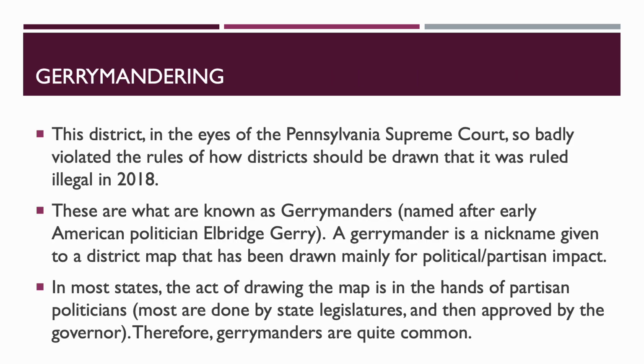This process we just watched is called gerrymandering, and that map, in the eyes of the Pennsylvania Supreme Court in 2018, so badly violated the rules of how districts could be drawn that they actually went and ruled it illegal. These are known as gerrymanders. Now, this is named after an early American politician in Massachusetts named Elbridge Gerry. Yes, Gerry, it's called a gerrymander. Why is it not called a gerrymander? Who the heck knows? I don't know either. It doesn't make any sense. But a gerrymander is a nickname given to a district map drawn mainly for partisan or political impact.